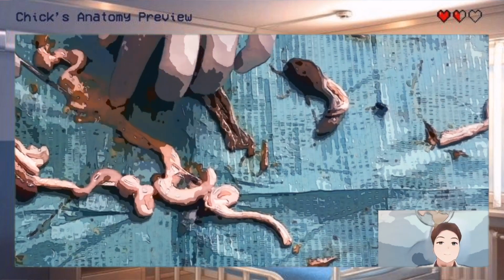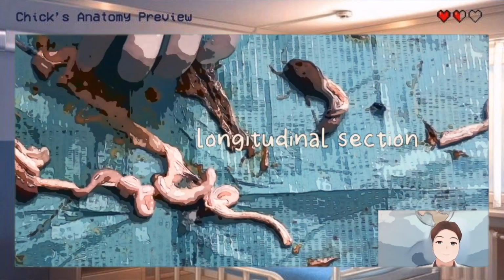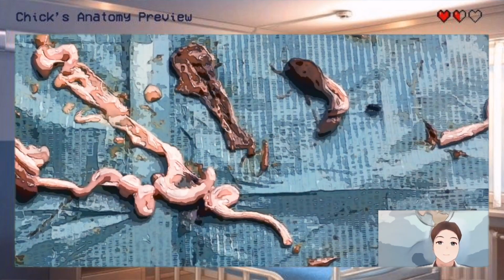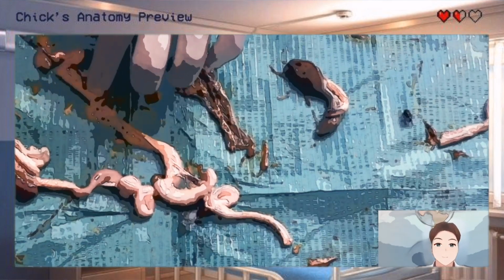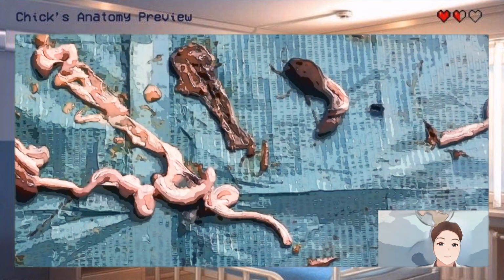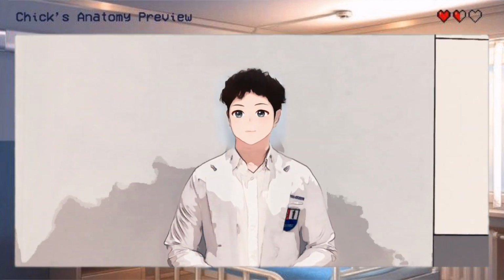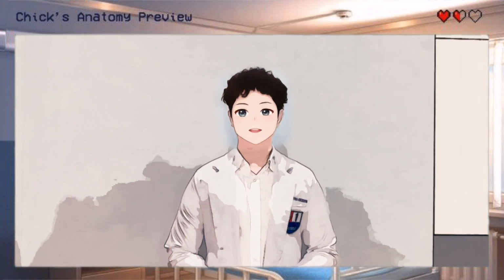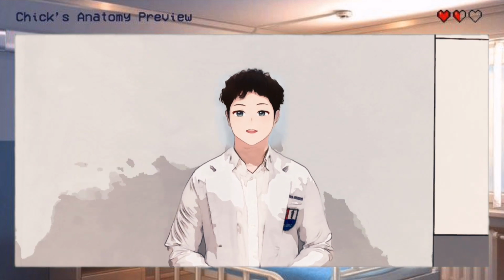As we continue, Andre will have to cut a longitudinal section to examine the stretch of the patient's wall to locate the origin of the infection. And again, there are feces inside. Now that the autopsy is performed, it can be concluded that the patient died shortly after a heart attack.